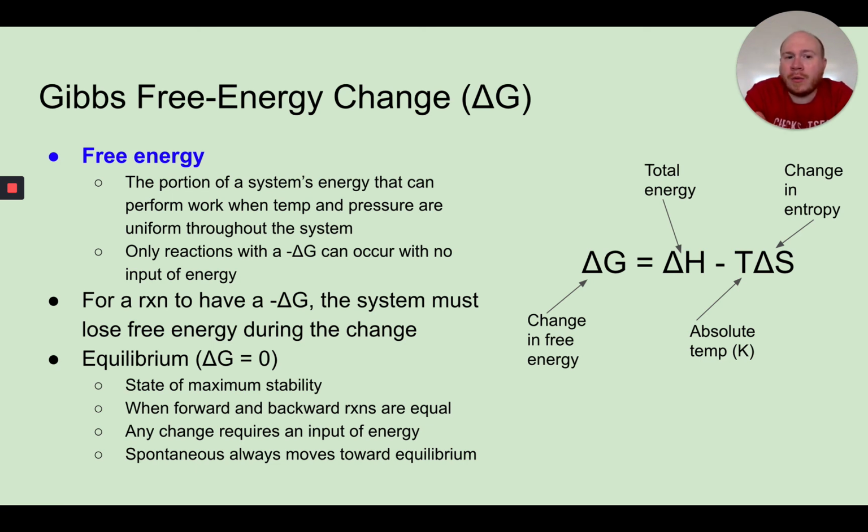And the equilibrium is delta G equals 0. So this is a state of maximum stability, and it's when the forward and backward reactions are equal, and any change requires an input of energy. So spontaneous always moves towards equilibrium. We're always trying to get towards a balance when it's a spontaneous reaction.